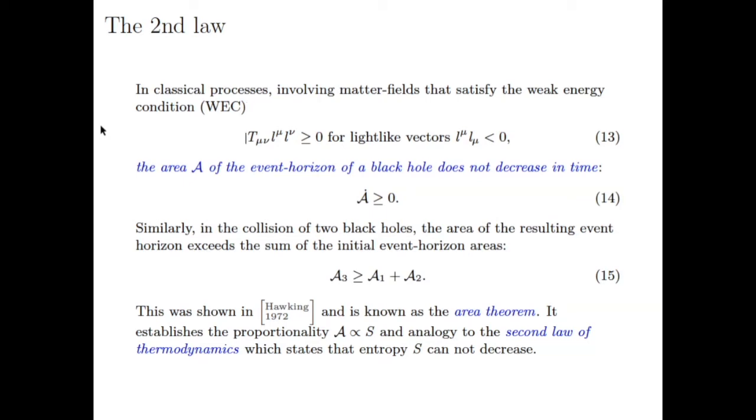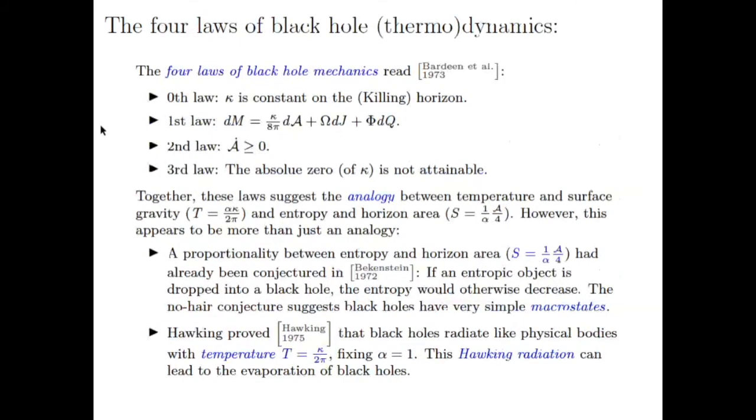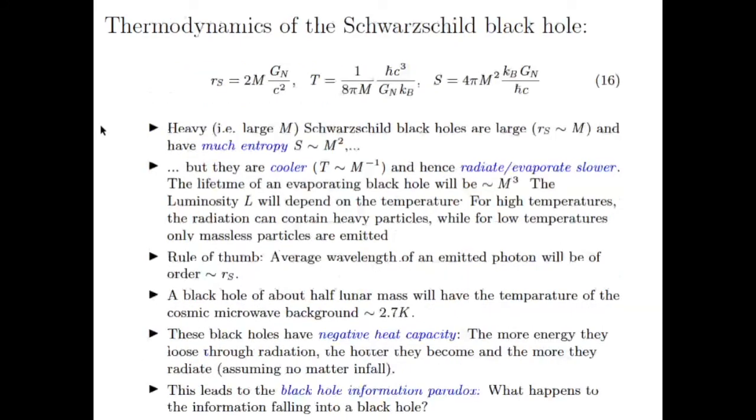Okay. Where was I? Yes, here. So, okay, that's the thermodynamics of the Schwarzschild black hole. These are the parameters, the size, the temperature, and the entropy. So here's a bunch of bullet points that you should remember.